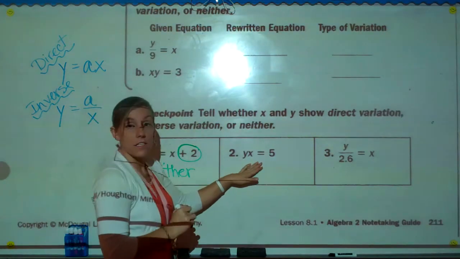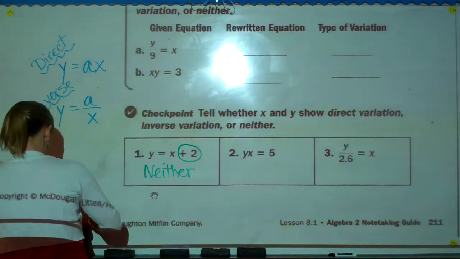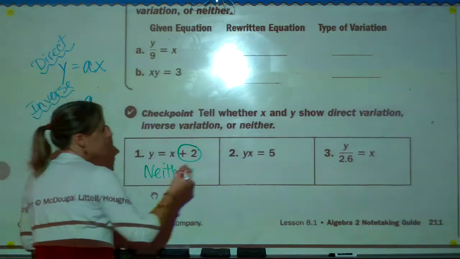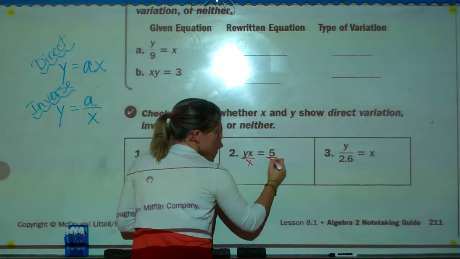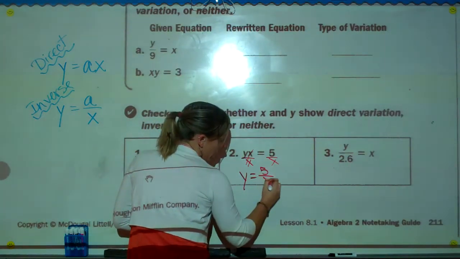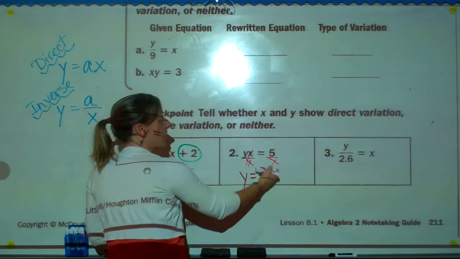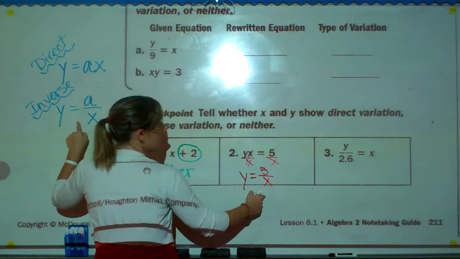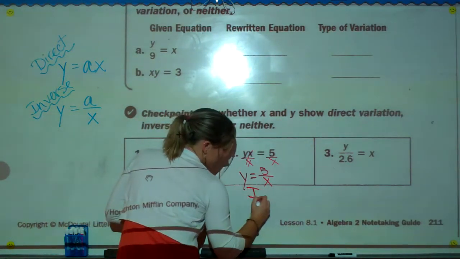This one, again, we need in terms of y. So let's divide both sides by the x. And if you notice, we'll get y equals 5 over x. So we know that now that we have this fraction, okay, that this is inverse.